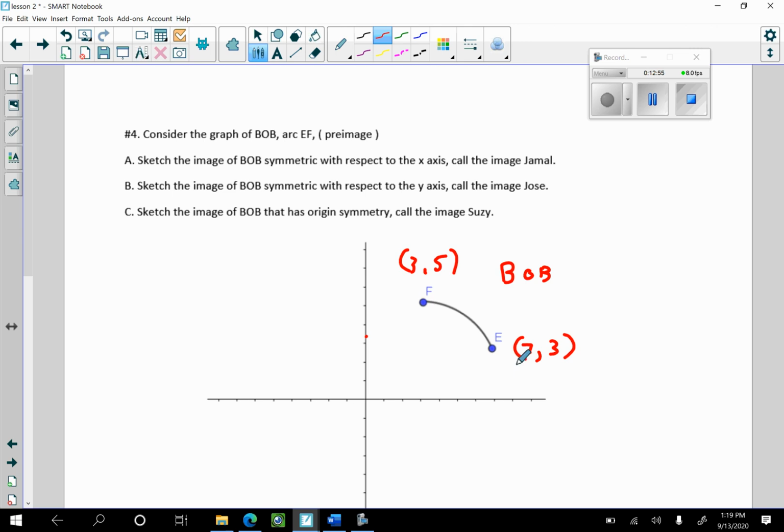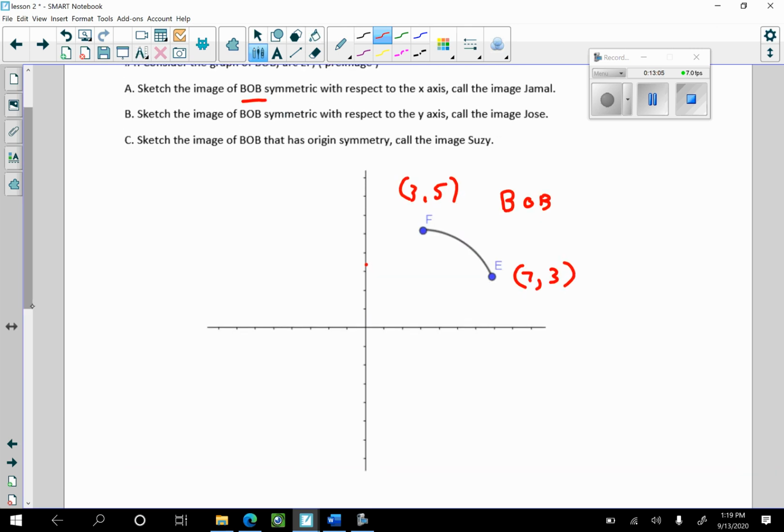And now what I want to do is sketch the image of Bob, symmetric with respect to the x-axis. So I'm going to flip that about the x-axis. And if I recall what I just did, the x's remain the same and the y's change. So I want the point 3, -5. 1, 2, 3, 4, 5. This is that point 3, -5.